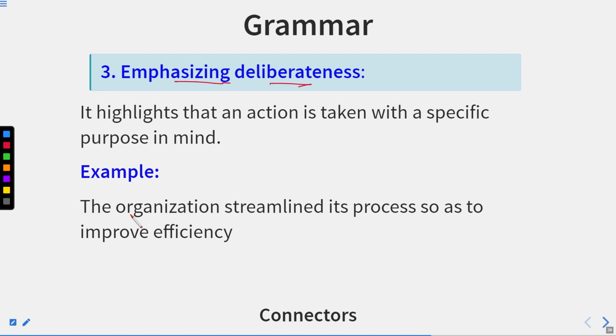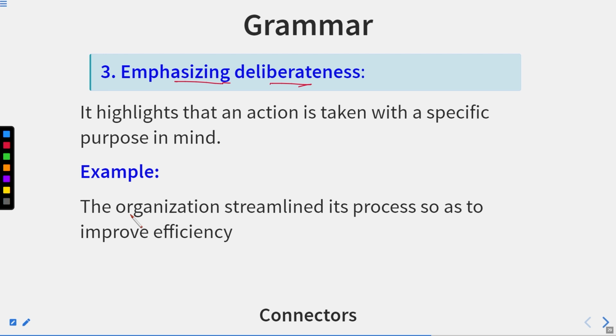The organization streamlined its process so as to improve efficiency. So what has the organization been doing? Just streamlining its process. But the main purpose behind it was to improve efficiency. So that shows the deliberateness, that it has been done because it was in mind.